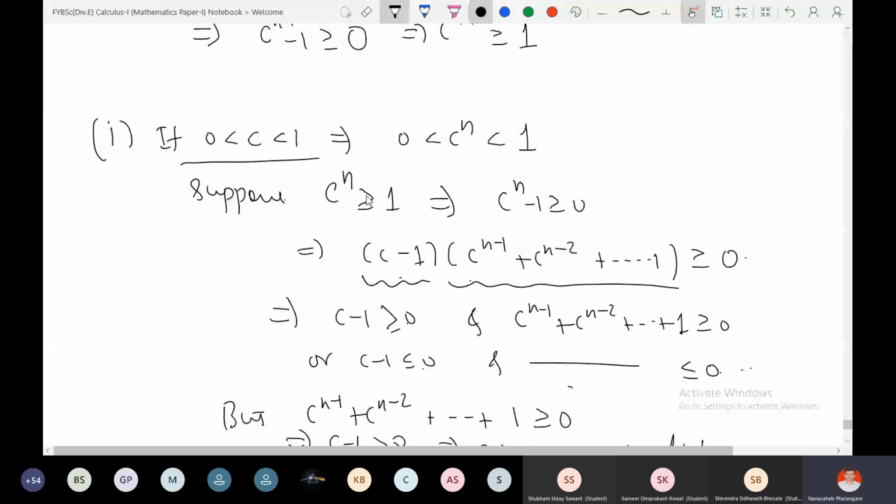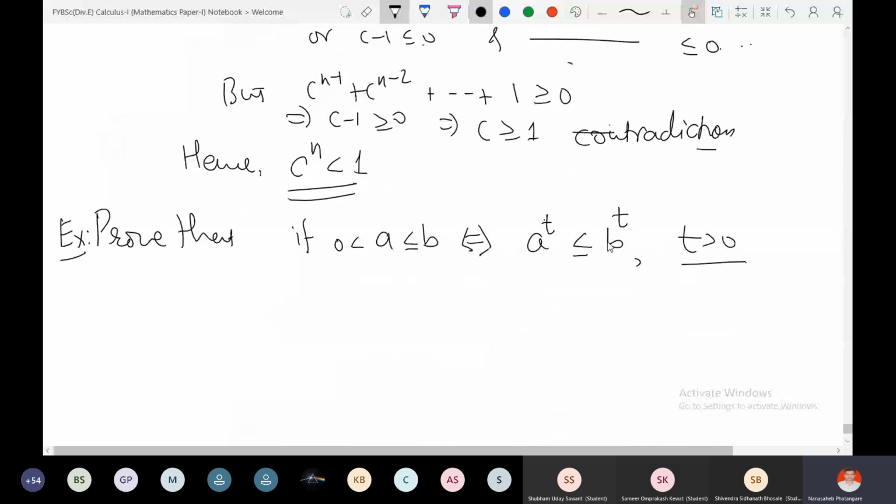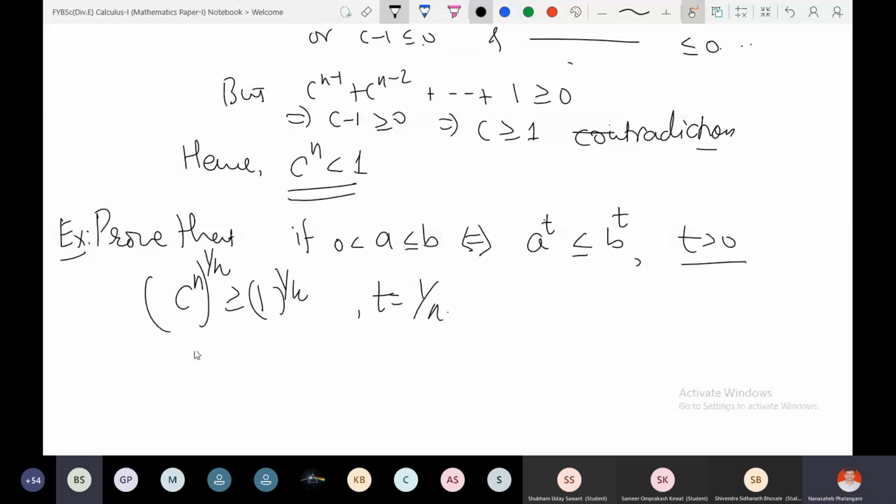And what does it mean? If c raised to n is greater than or equal to 1, and if I take the 1 by nth power on both sides, that means I am selecting t equal to the fraction 1 by n. And if it is true for fractions, then I can say that c is greater than or equal to 1. That will be a contradiction, that is right. But before that, you should prove it for fractional powers also. Do you understand what I want to say?